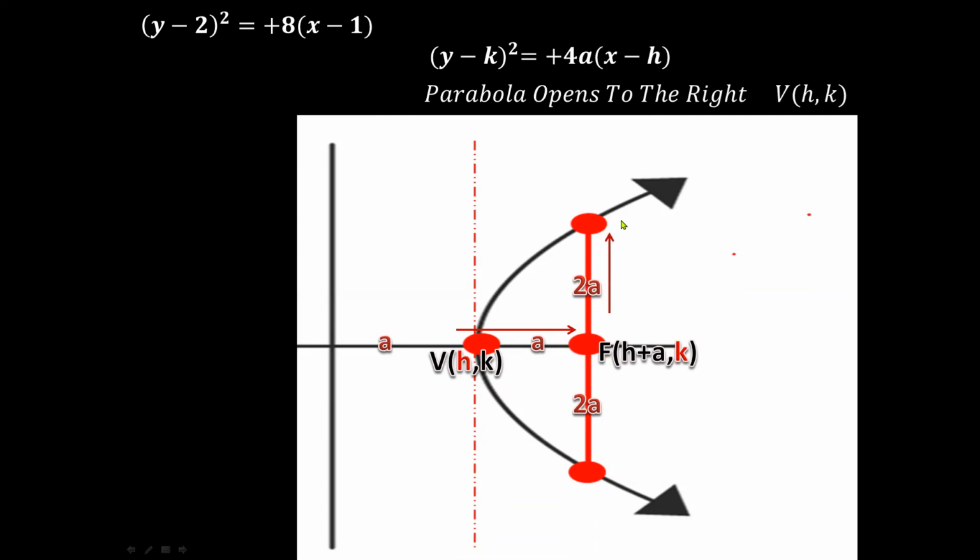H plus A. K plus 2A. Very good. What is the endpoint of R, of our latus rectum? K minus 2A. Please repeat. H plus A, K minus 2A, sir. K minus 2A. Very good. So H plus A and K minus 2A. If I will move to the left, what is the equation of the directrix? X equals H minus A. H minus A. So that's it.